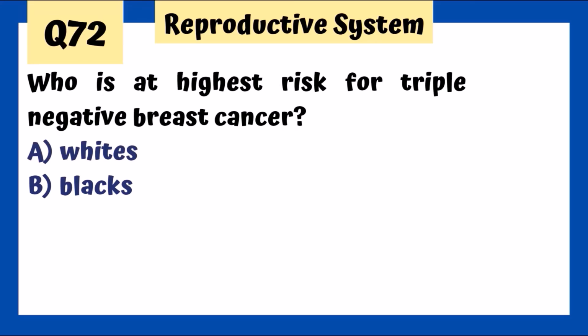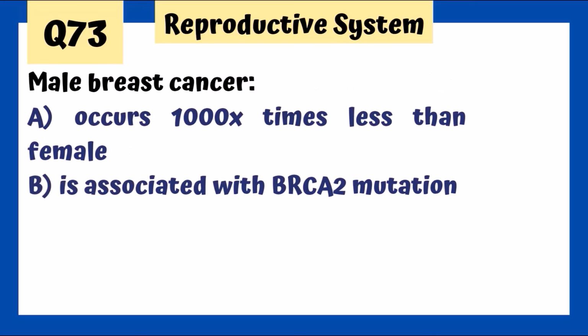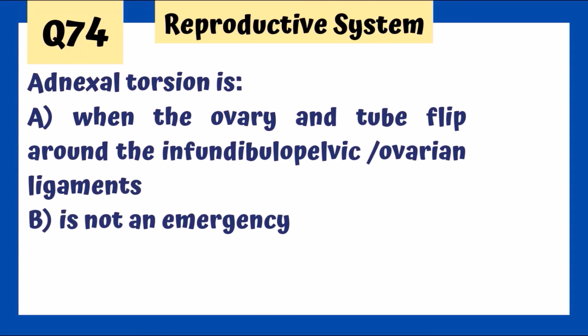Who is at highest risk for triple negative breast cancer? That's going to be Black patients. Male breast cancer occurs only 100 times less than in females and is associated with BRCA2 mutation, something to be aware of. Adnexal torsion is when the ovary and the tube flip around the infundibulopelvic ovarian ligaments.